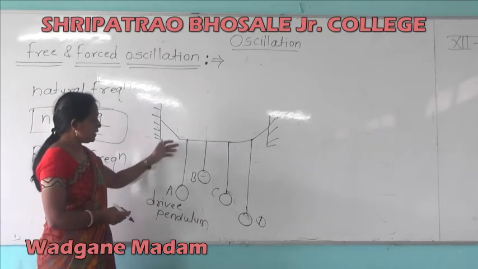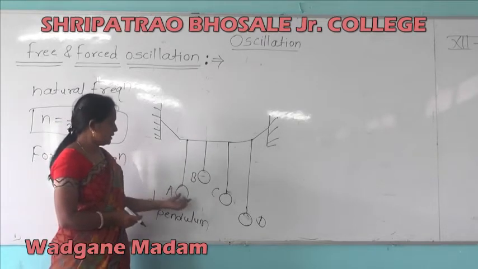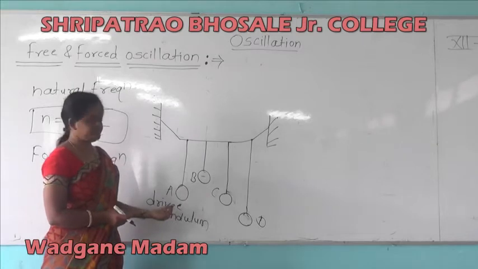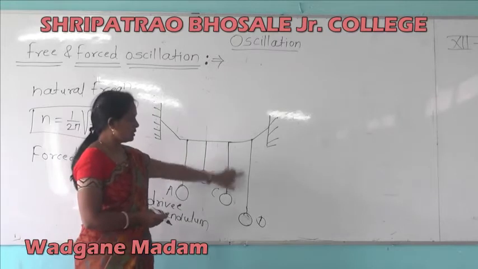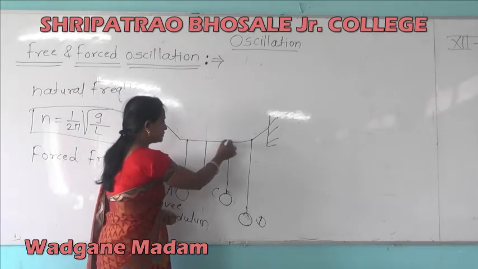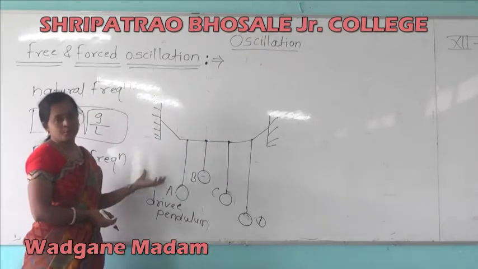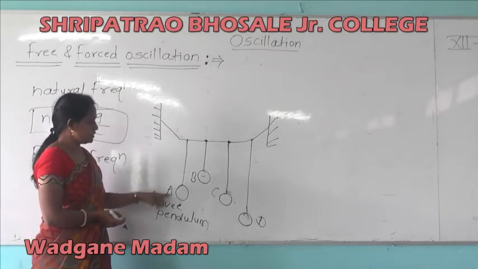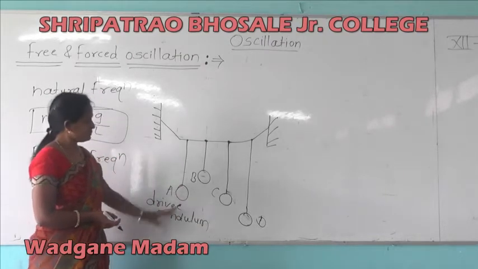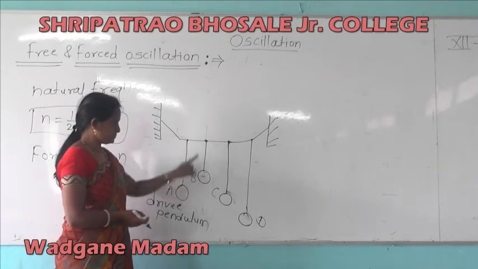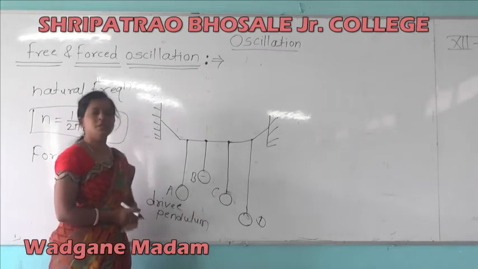Pendulum A has the same length as C. Both lengths of A and C are the same. B is a shorter pendulum, and D is longer. Each is attached to a string, and the string is attached to a rigid support. The length of pendulum A and pendulum C is the same, B is shorter, and D is longer than these three pendulums.